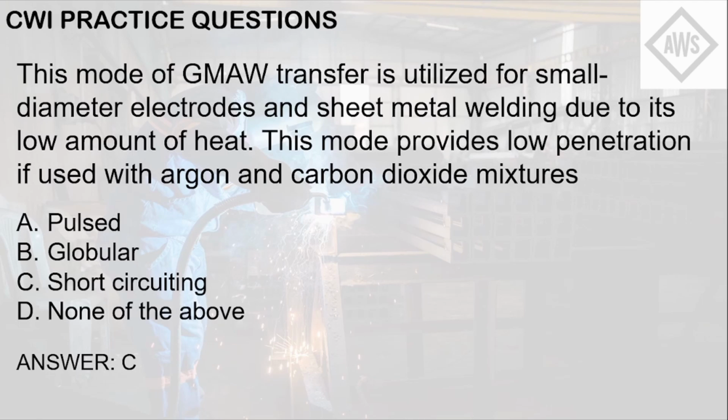So globular is not the answer because it's a form of globules that is inputted to the molten weld pool. So when you use globular in sheet metal, that will melt the sheet metal itself because of the droplets.